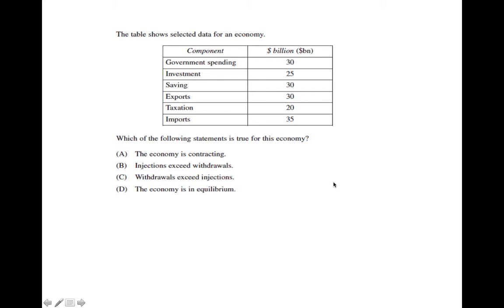Okay, let's look at this next one. I know we've done this one in class, but I thought I'd go through it anyway just in case you forget. So the table shows selected data for an economy. Which of the following statements is true for this economy? All right, so let's work this out. First thing we need to do is remember our formulas for aggregate demand and aggregate supply.